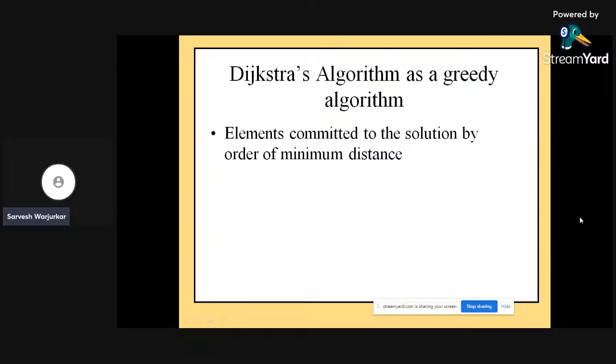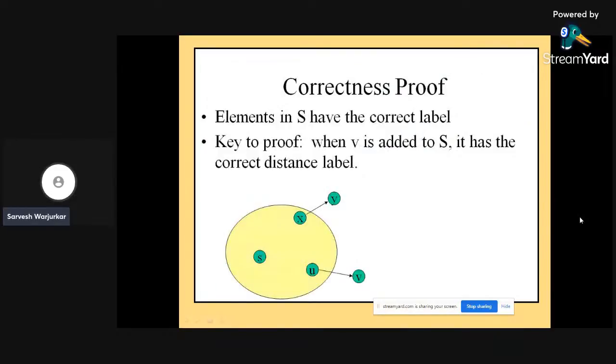Dijkstra's algorithm is a part of the greedy algorithms, where elements are committed to the solution in order of minimum distance. Whatever the minimum distance is, we use only that. The rest of the things we are not going to use at all, because we are always looking for the minimum path. There is one correctness proof: elements in S have the correct label, and that is the key. When V is added to S, it has the correct distance label.